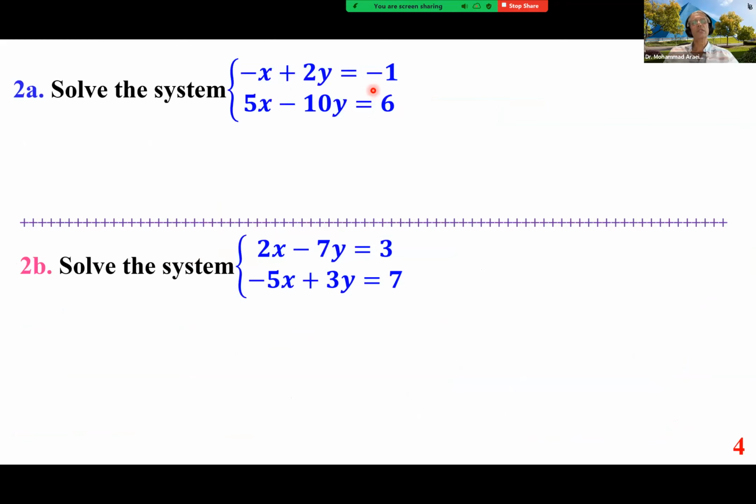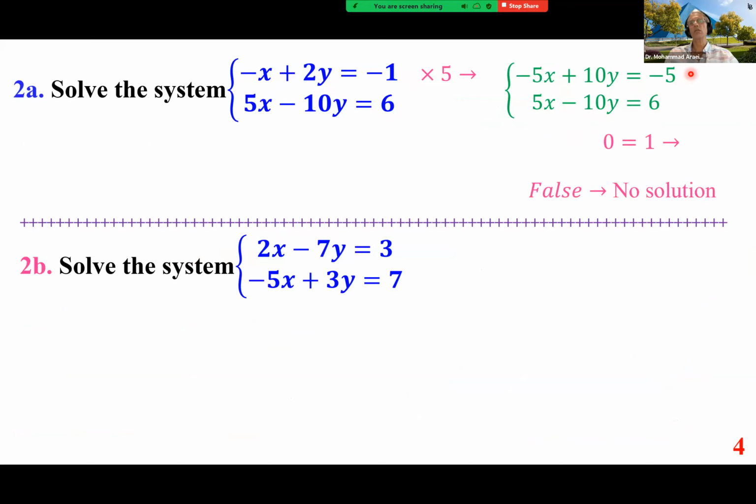We want to solve this system. One easy way, if we multiply the top by number 5, we get minus 5x plus 10y equals negative 5. And if we just don't touch this, we notice these two cancel each other, these two cancel each other, but these two add up to positive 1, which is a false statement, which means no solutions, and we must have had two lines that were parallel.